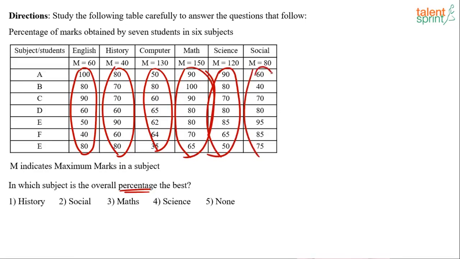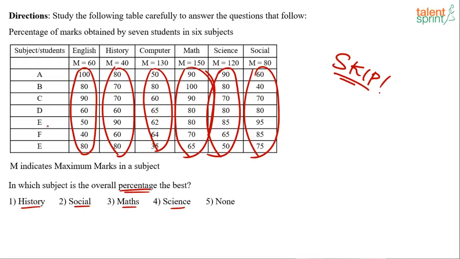Visually you can tell, otherwise nothing like it. You don't have to do it for all the 6 subjects because in options we have only 5: history, social, math, science. None of this is there. Smart people, they have given none of this. So we have to do it for all the 6 subjects. It's a time consuming process. If I am writing the exam, I'll skip this question because I have to find out the average of these values, and these values, and these values, and then compare.